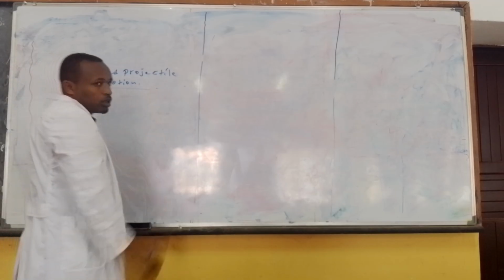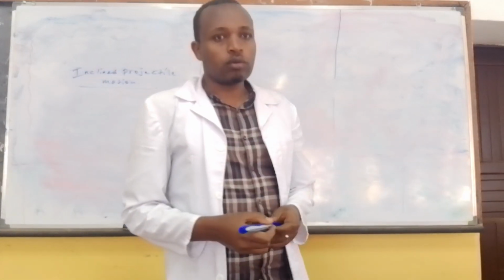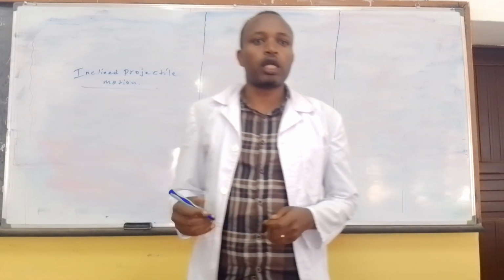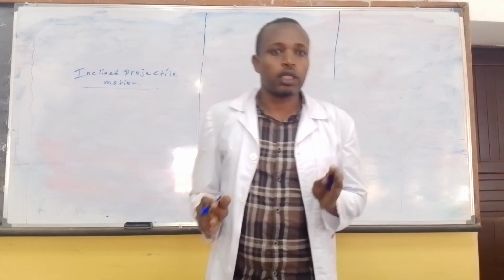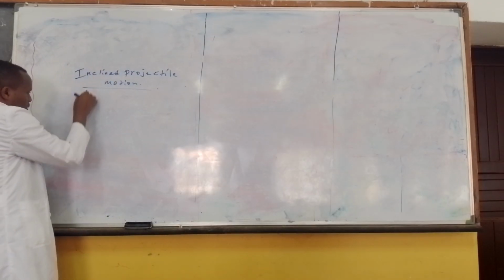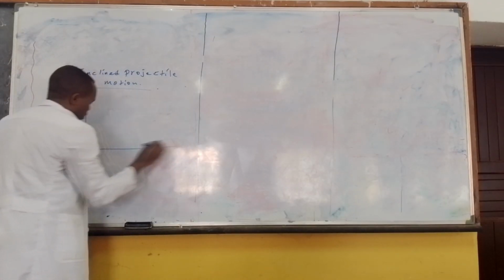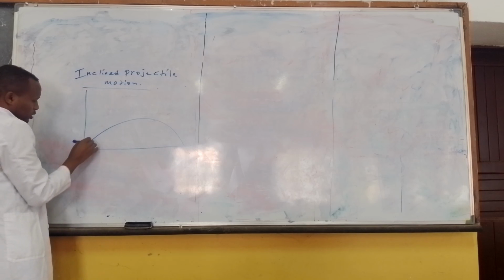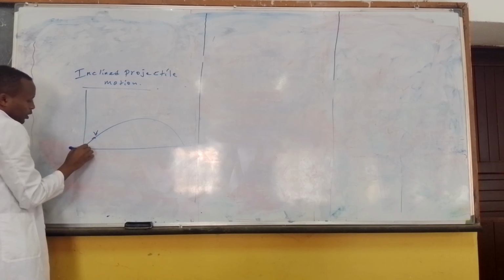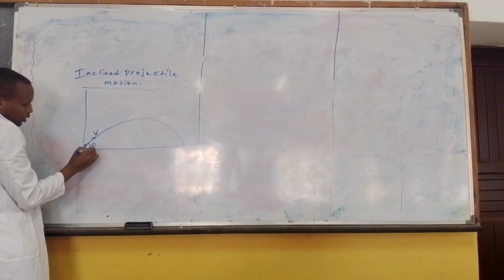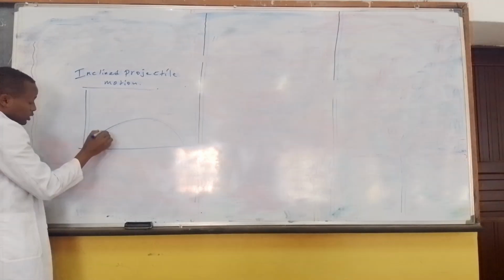Projectile motion. What is inclined projectile motion? This is a type of motion in which an object is projected with an initial velocity v0, which makes an angle theta with the horizontal.